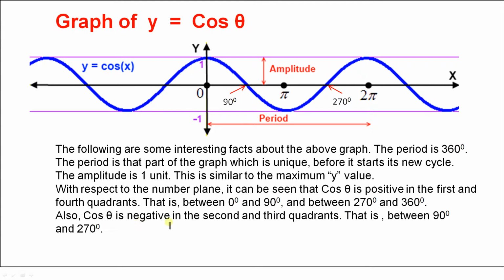Cos theta is negative in the second and third quadrants, that is between 90 and 270. So all along here, you can see that cos theta is negative between 90 and 270, and that represents the second and third quadrants.